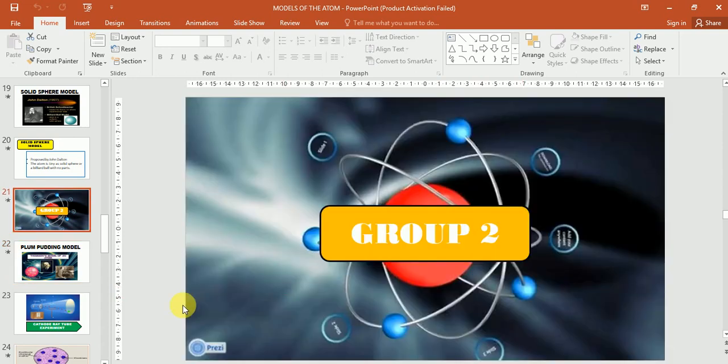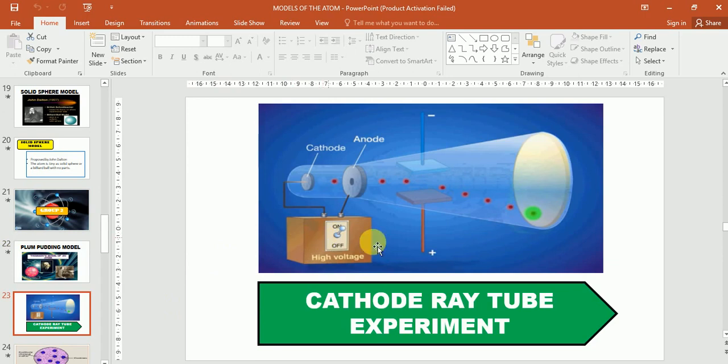This is an example of a cathode ray tube experiment. This is a negative and a positive. So these are the cathode rays. He noticed that the cathode ray moved toward the positively charged side, so it was attracted to the positive. And when brought near the negative, the cathode ray moved away from it. So he concluded that the cathode ray consists of negatively charged particles.